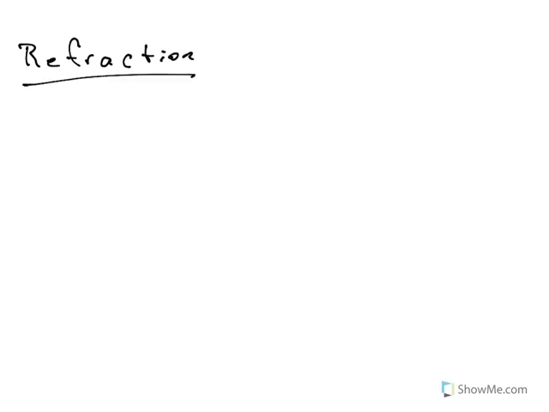Now, refraction is a phenomenon of light where, if you try to send light from one medium into another. So for instance, let's say we have the surface of a pond here, and down here we have water, up here we have air, and I send a light beam in, and it hits the surface of this water.